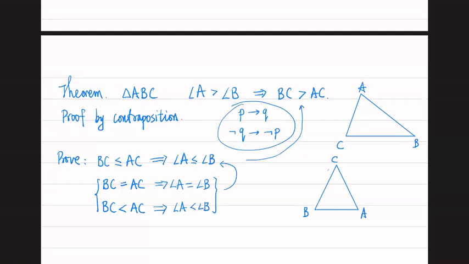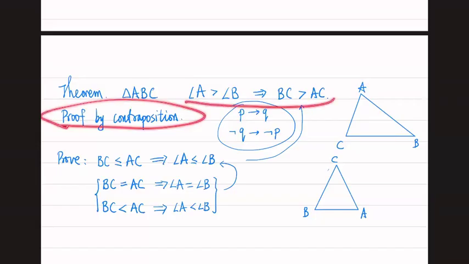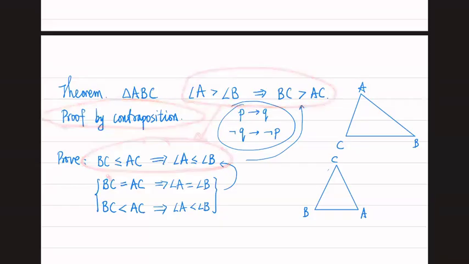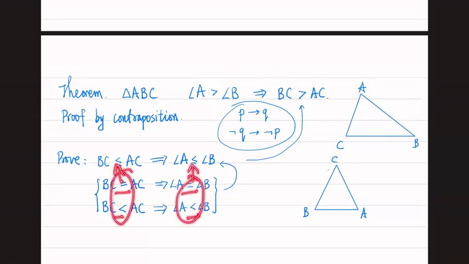Okay, so this is an example of proof by contraposition. We write down the contraposition of the statement, and we prove it by considering two separate cases. When it's equal, we get equal. Less, we get less. Put them together, we have the conclusion. So therefore, this is correct, and this is also correct. So it's basically a win-win.